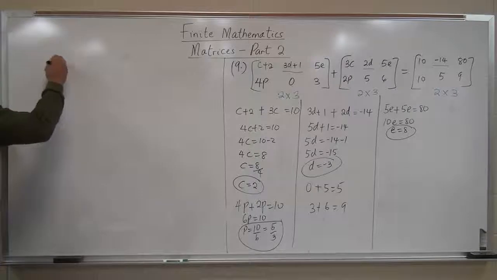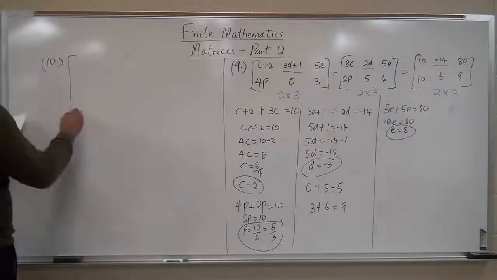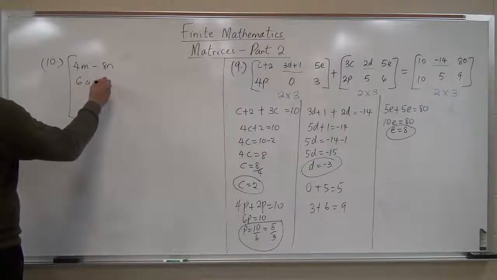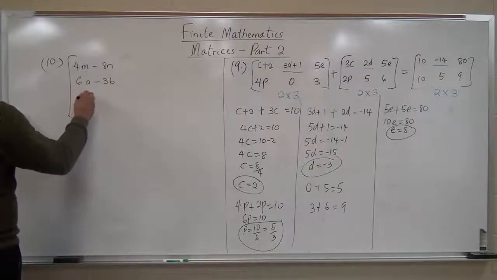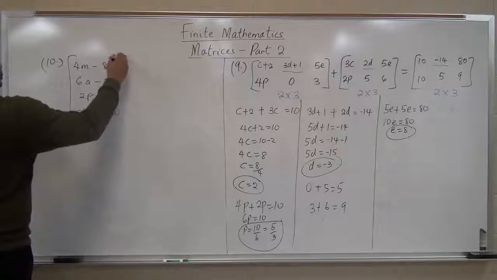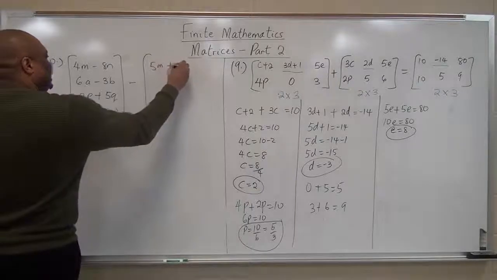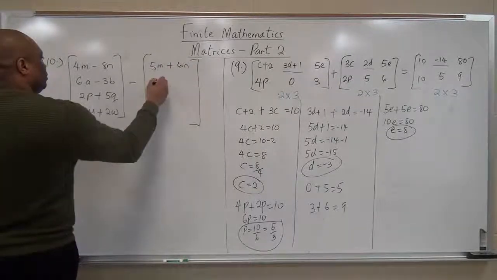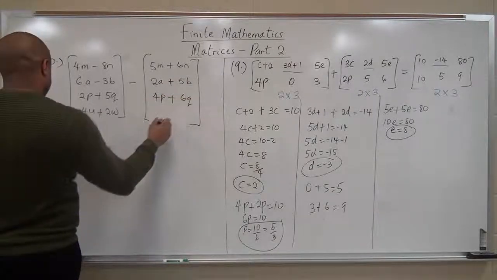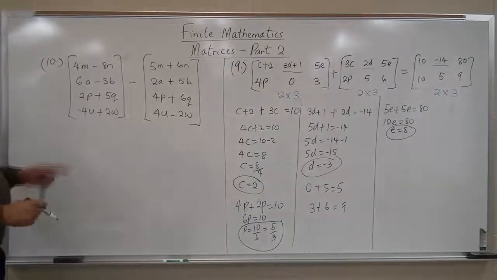Okay, last but not the least, question 10. Perform the indicated operation: 4m minus 8n, 6a minus 3b, 2p plus 5q, 4u plus 2w, minus 5m plus 6n, 2a plus 5b, 4p plus 6q, 4u minus 2w. Okay, how do we solve this, folks?